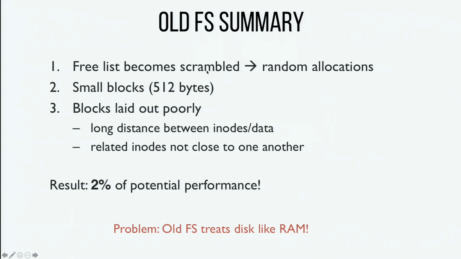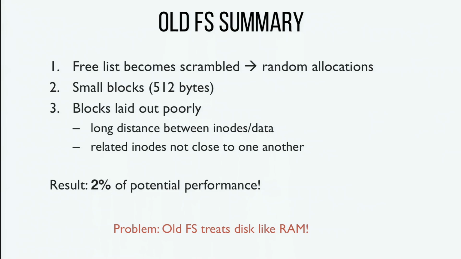Okay. So we saw 3 problems with FFS. They had a free list, which led to random allocations over time. They had small blocks, and these blocks are laid out very poorly, with a long distance between the inodes and the data. So really the problem is that they weren't looking at the performance characteristics of the disk at all. They were thinking of it as, oh, it behaves just like RAM. We've used free lists in RAM before, and they work great. You can't do a free list on disk.